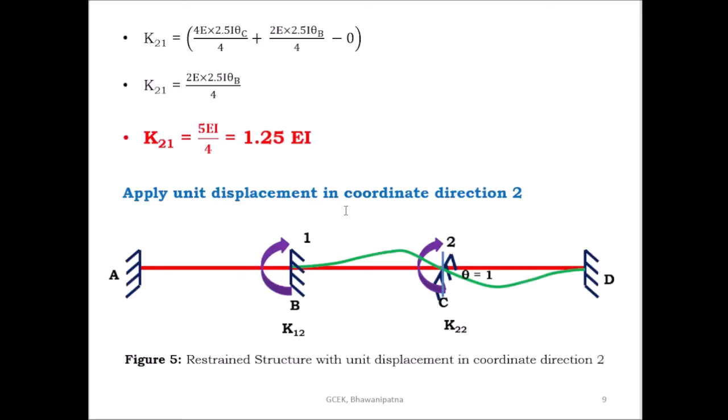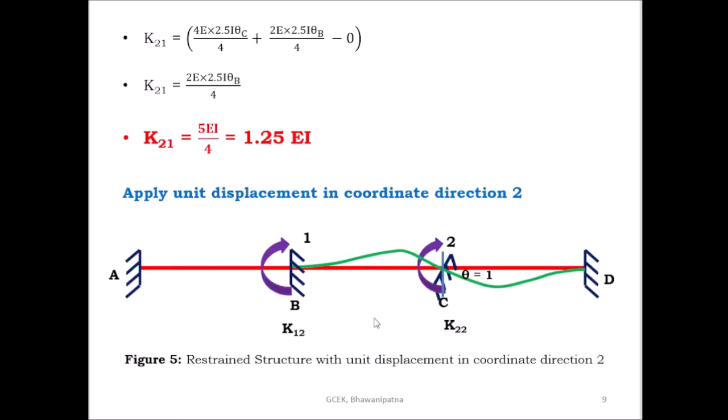So here also, due to the unit displacement at coordinate 2, find out what is the force developed at coordinate 1 and what is the force developed at coordinate 2. So K12 is the force developed at coordinate 1 due to unit displacement at coordinate 2, and K22 is the force developed at coordinate 2 due to unit displacement at coordinate 2.